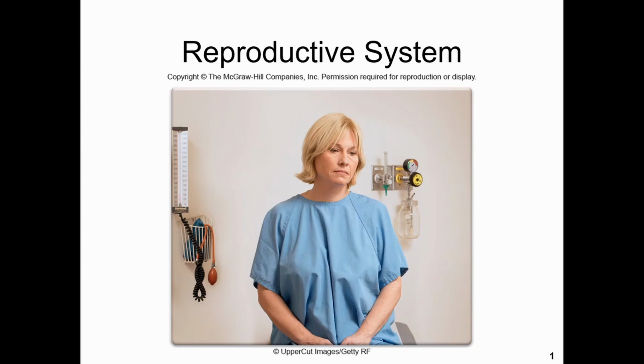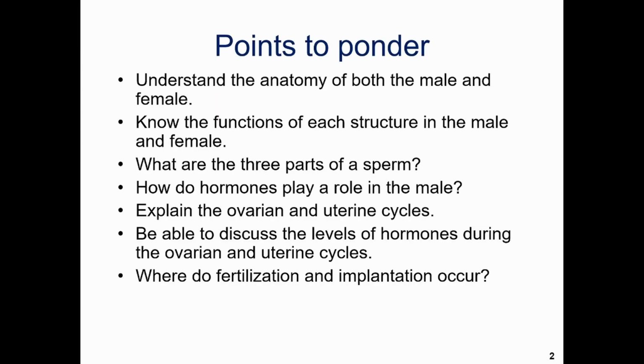Last chapter we had gotten into the endocrine system, and towards the end we had looked at the gonads, the testes in males, and the ovaries in females. Now we briefly touched on what those were and what they did, but for this chapter we're going to take a deeper look into the reproductive systems of both males and females.